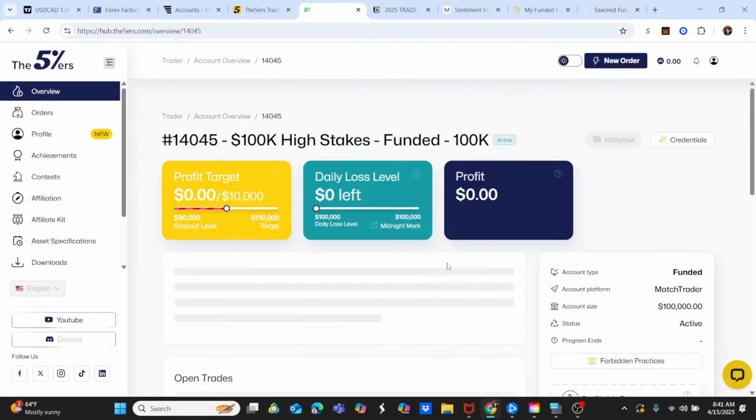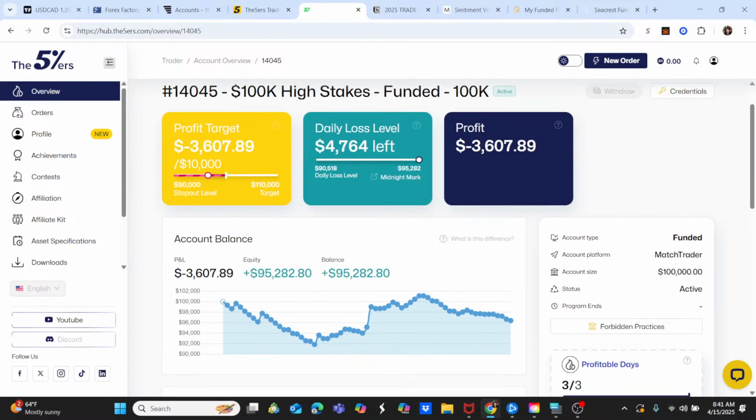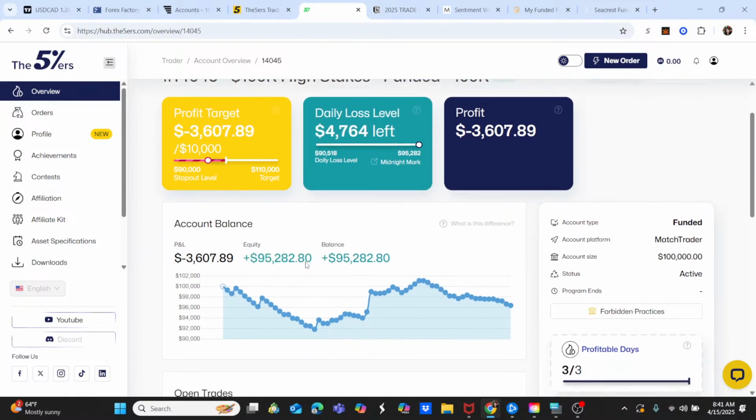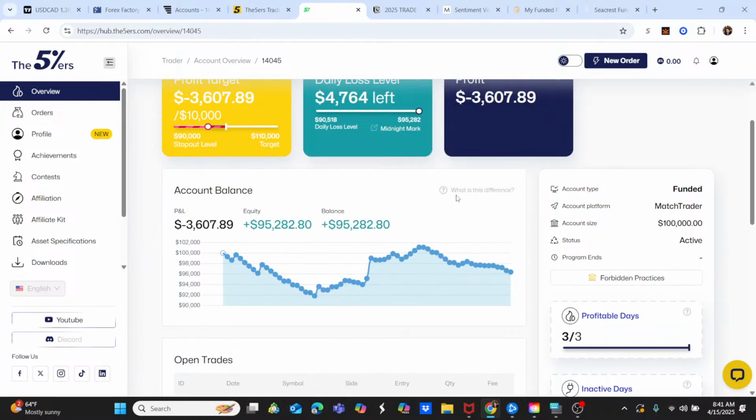All right, there we go. So this is my other account right here, active. I'm in 4.8 drawdown. Just staying patient. Following the rules. Only took one trade this month. It is what it is.